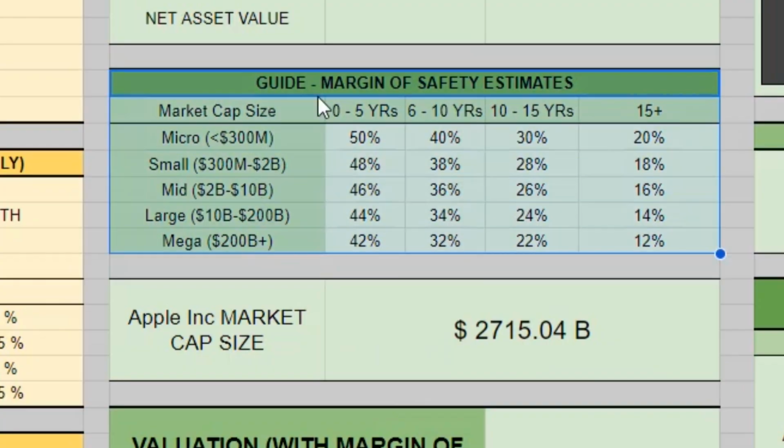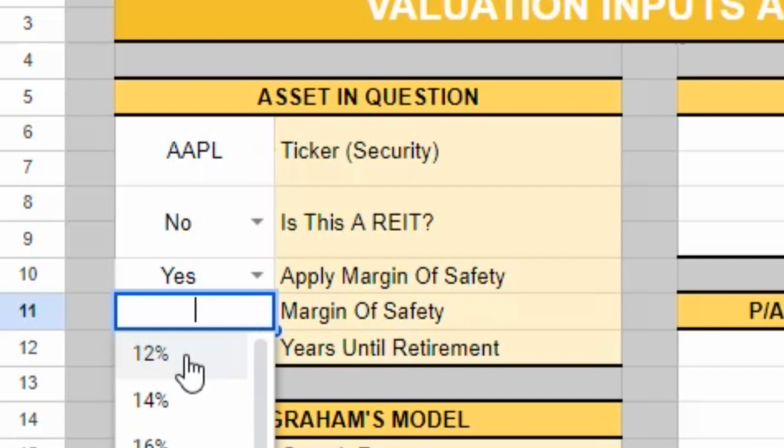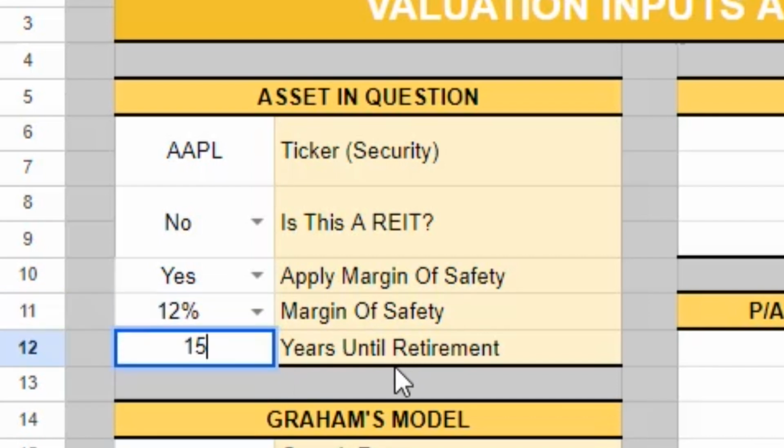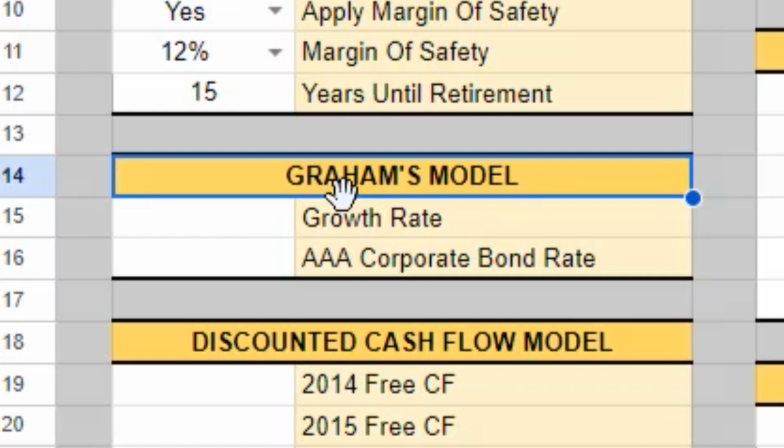And this right here is my margin of safety guide. And again, this is just a guide. You can choose any margin of safety you like. But with Apple's market cap size being one of the largest, I believe it may even be the largest in the stock market, and depending on how far you are from retirement, you can be a little bit more conservative with your investments if you're farther off in retirement. So we're going to apply a 12% margin of safety and say we are at least 15 years from retirement. So this is just a guide if you'd like to follow along to be able to try to estimate your margin of safety. The first valuation model we're going to take a look at is Graham's model.